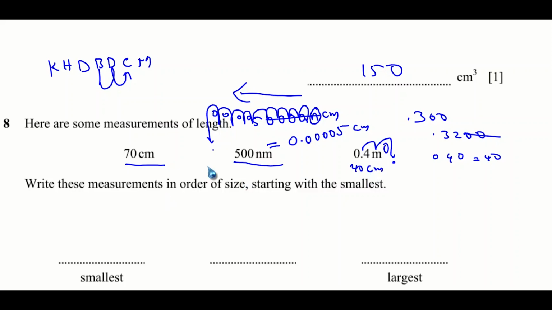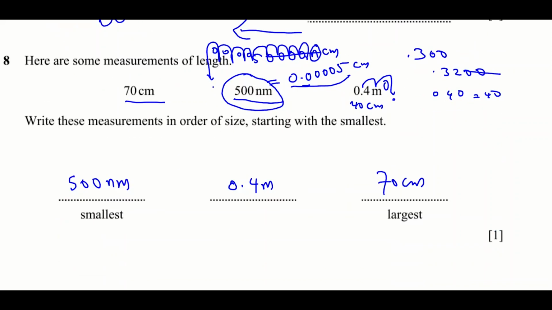So now we've converted the numbers to centimeters, so they are in the same unit. So this is 70 centimeters, 40 centimeters. The smallest will be this 0.0005 centimeters, but we're not going to write this. We'll write the given number, which is equivalent to this. So the smallest is 500 nanometers, then followed by 40 centimeters, which is 0.4 meters, and the largest will be 70 centimeters.